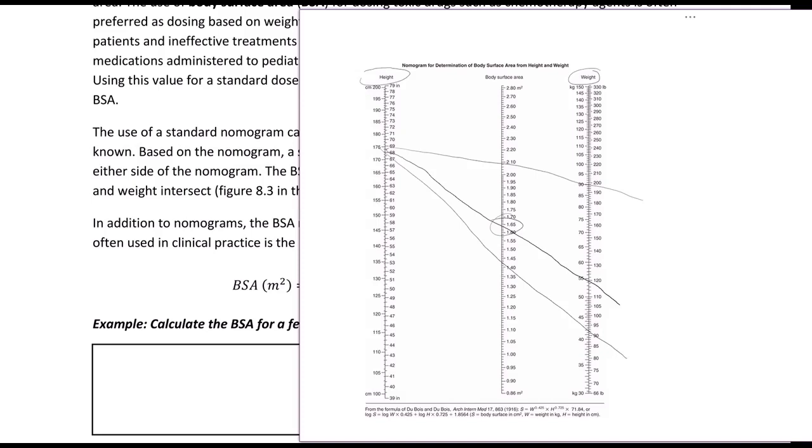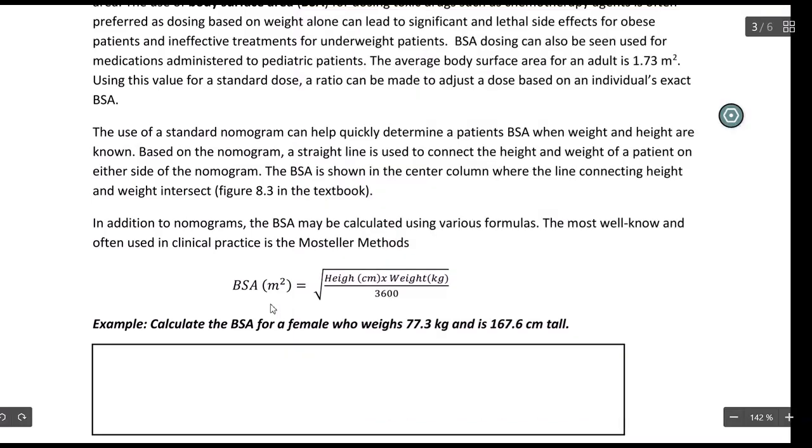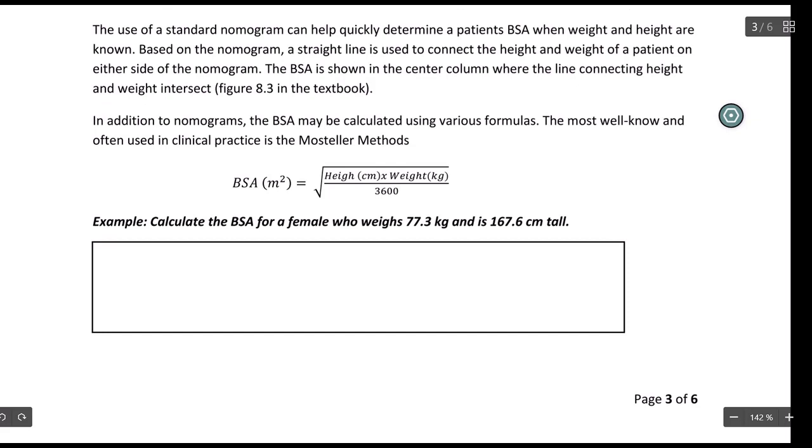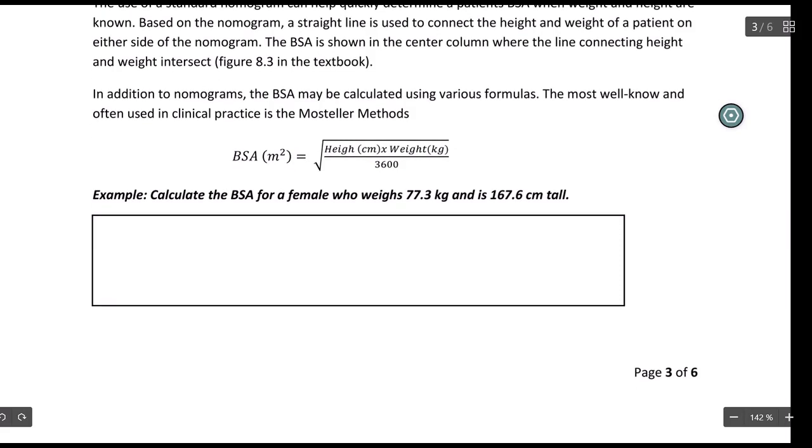So you can use a calculation for body surface area that we have down here. This is just one of those plugging into an equation. You do need to know the height in centimeters and the weight in kilograms, and the body surface area will come out in meters squared. So we take the first example. Let's calculate the BSA for a female who weighs 77.3 kilograms. So we have our weight in kilograms, that's good. And it says that she is 167.6 centimeters tall. We have our height in centimeters. So it's just a matter of plugging into that formula.